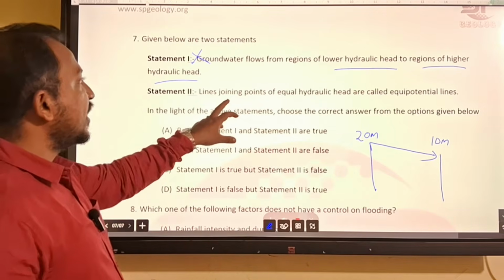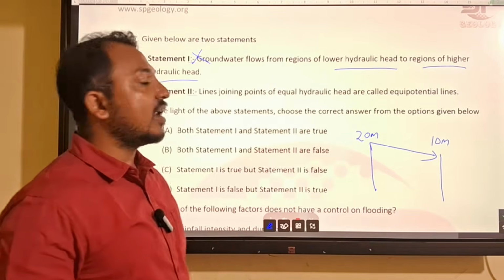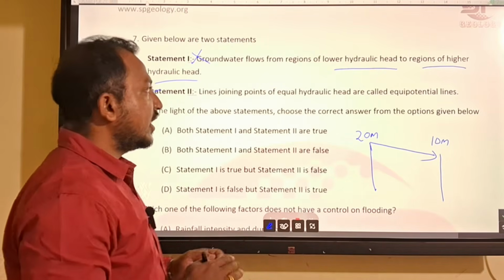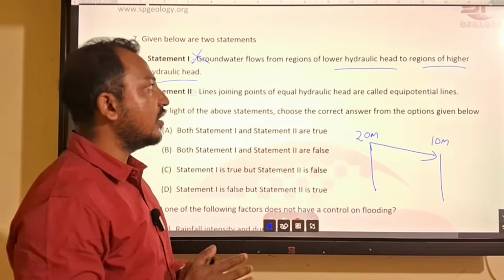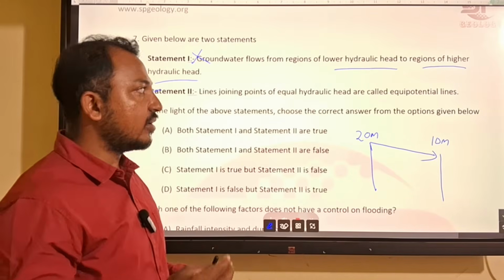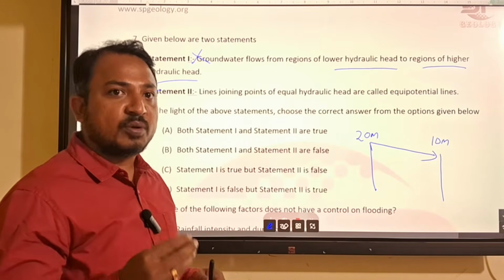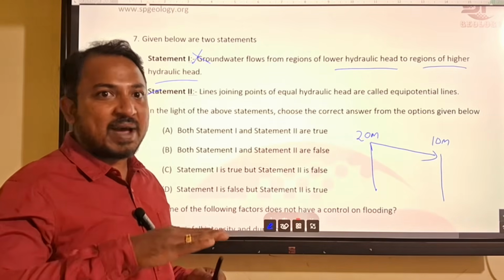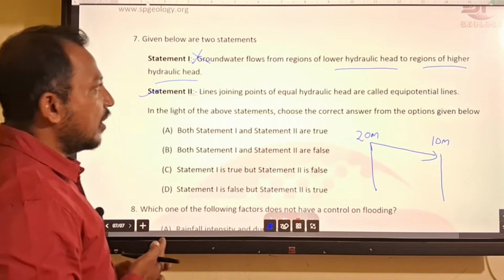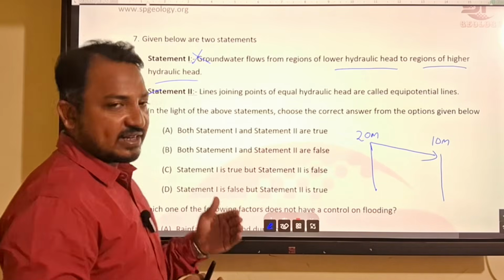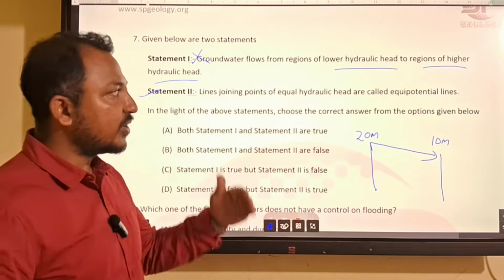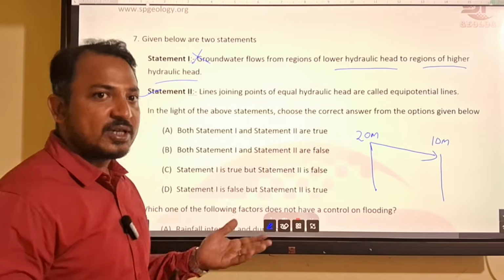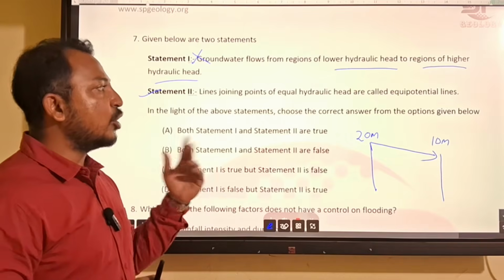Then, the line joining points of equal hydraulic head is called an equipotential line. It is correct. And remember, along the equipotential line there will be no flow of water because they are all present at the same height. And remember, the groundwater flow lines are always perpendicular to the equipotential lines.